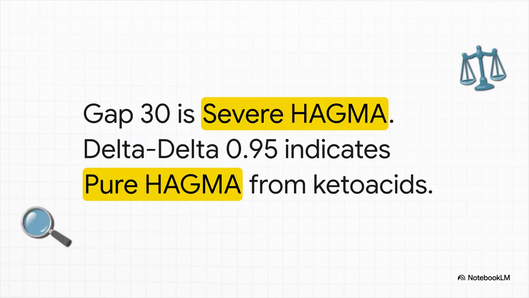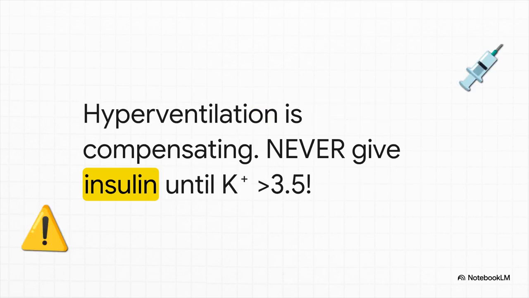Next up, we calculate the gap. Assuming normal sodium and chloride, their anion gap is sitting at a whopping 30. This reveals a massive hidden acid load, which, given their history of type 1 diabetes, points directly to diabetic ketoacidosis. We then check the delta-delta ratio, which comes out to 0.95. This proves beyond a shadow of a doubt that this is a pure high anion gap metabolic acidosis. The vomiting they experienced hasn't caused some hidden secondary alkalosis. The keto acids are entirely responsible here. So, we've cracked the case.